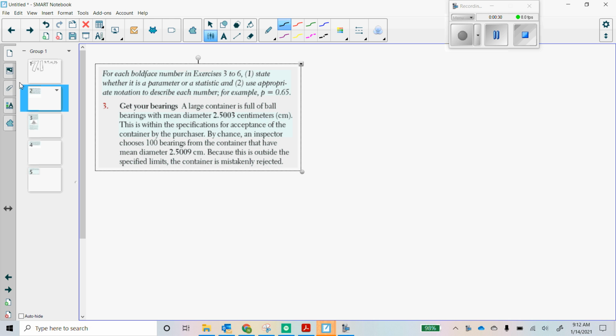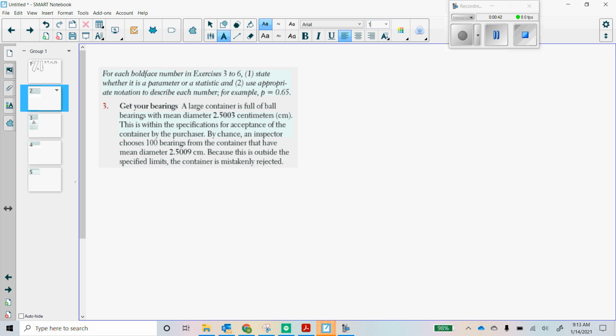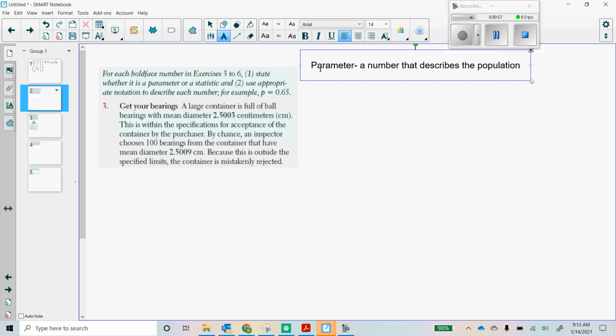Let's start with number 3. They're asking us to state whether we have a parameter or statistic and then use appropriate notation to describe each number. So just a reminder, a parameter is a number that comes from the population, or a number that describes the population. This could be any number. It could be mean, median, range, IQR, but most often we use the mean and the proportion. And then the statistic is a number that describes a sample.